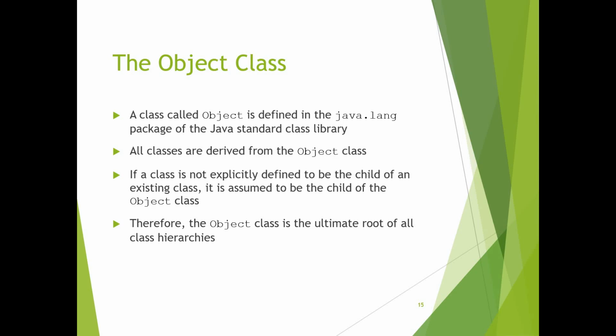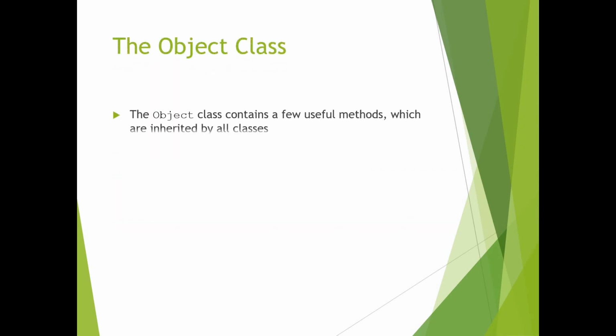So at the top we have the Object class, and after that we have a base class over here, an Animal class, or you can have some other class also. The Object class is the ultimate root of all the class hierarchies. The Object class contains a few useful methods which are inherited by all classes. For example, the toString method is defined in the Object class.